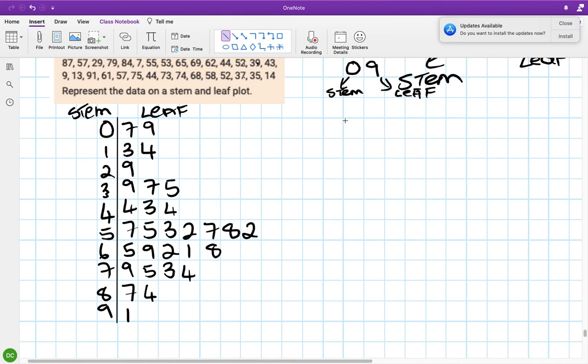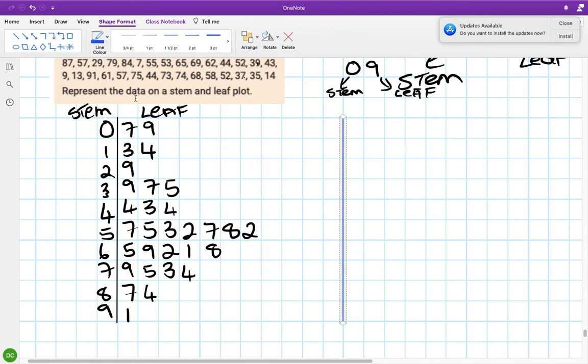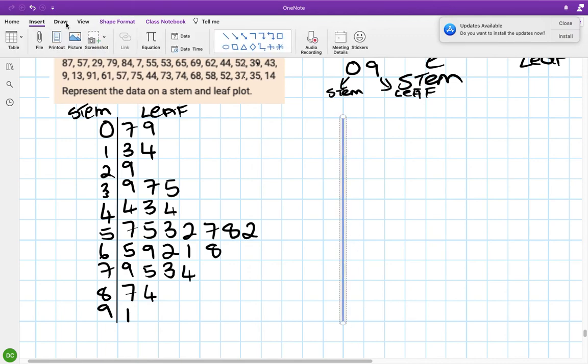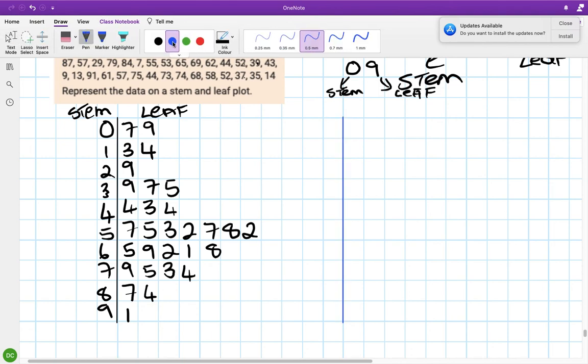Okay, so once you've drawn it and you've got all the numbers, the right stems and the leaves matched up with the stems, you have to redraw it. So 0, 1, 2, 3, 4, 5, 6, 7, 8, 9. You need to redraw and you need to put the leaves in order. Alphabetical, numerical.